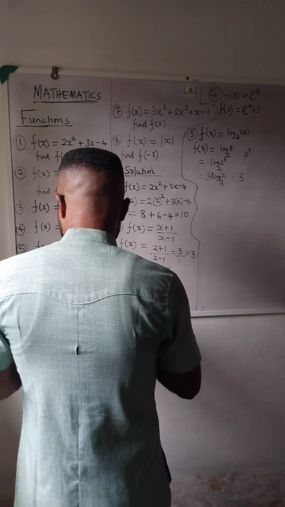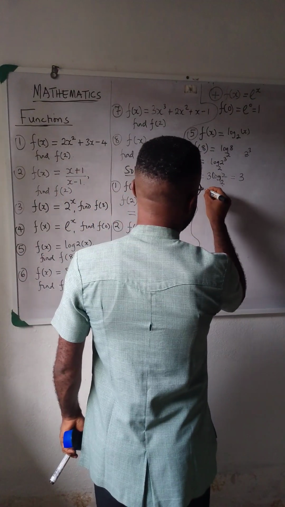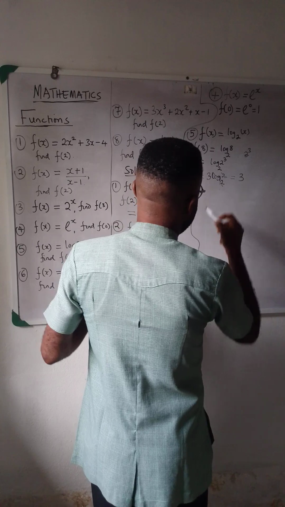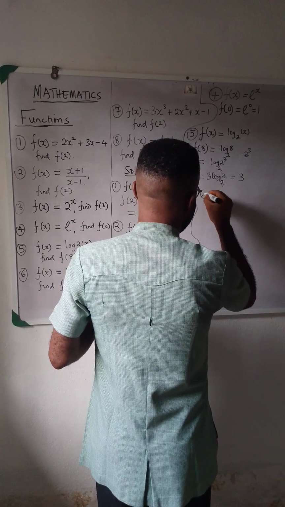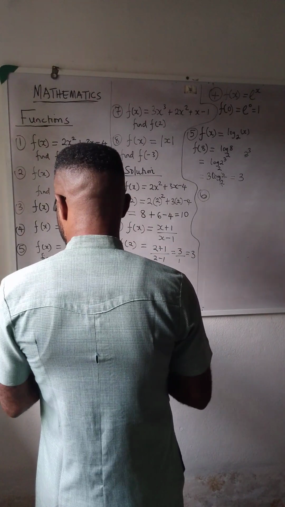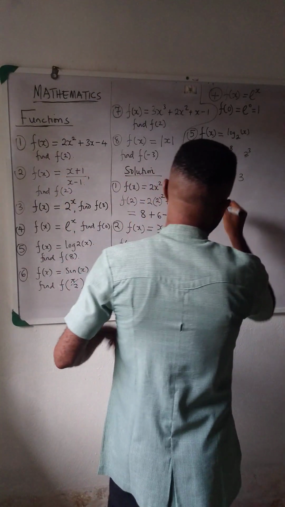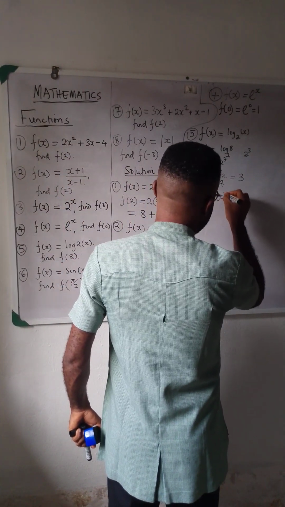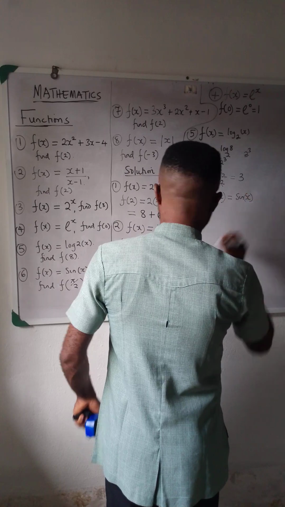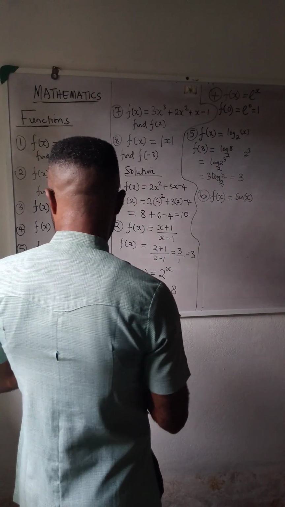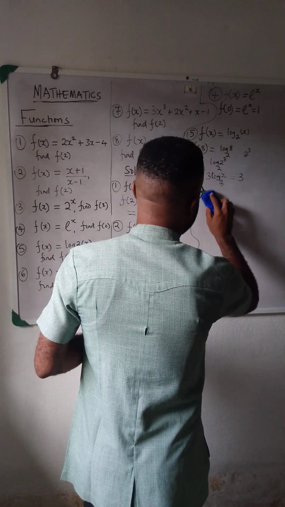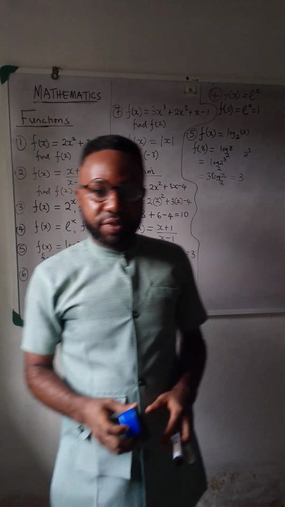So let's move to number 6. Number 6 is a trigonometric function. So we have that f of x here is equal to sine x. All right, let's just stop here for this video.